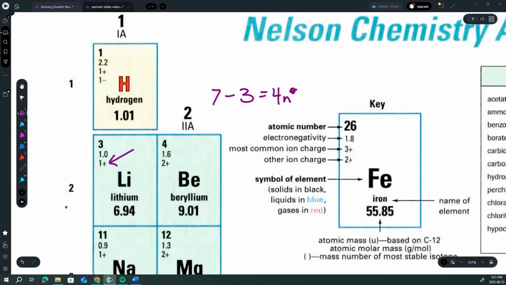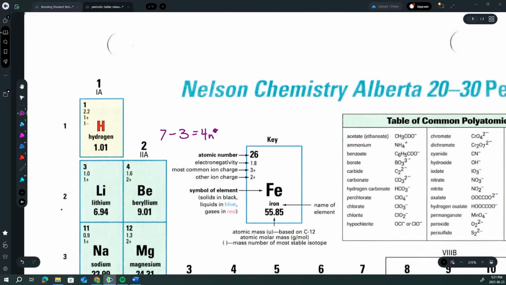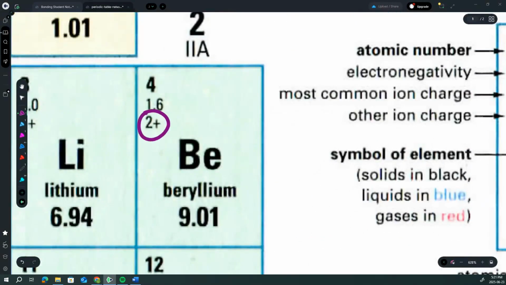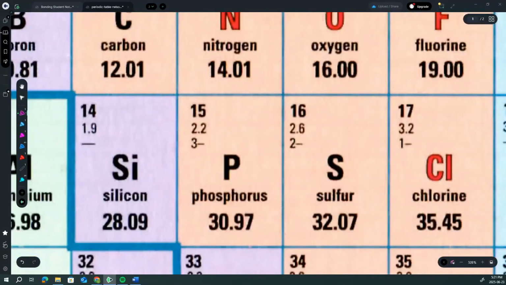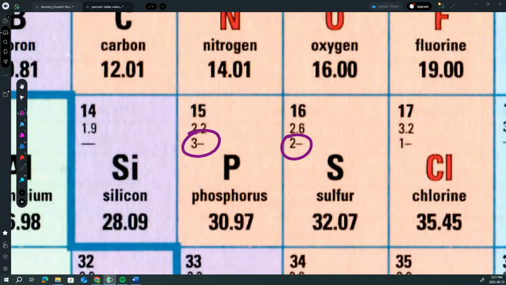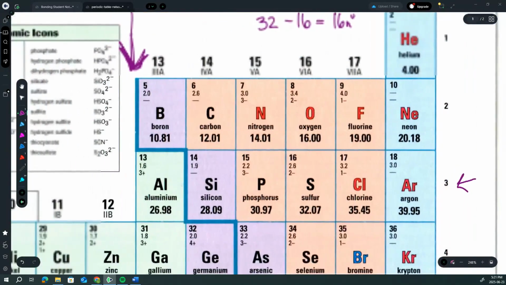So lithium, there's that 1+. Okay, with hydrogen, it shows you that hydrogen can either form a 1+ ion or a 1- ion. So either a cation or an anion. Beryllium likes to form an ion with a charge of 2+. If we go over to the nonmetals, if we look at sulfur, it says right here, sulfur likes to form an ion with a 2- charge. Phosphorus likes to form an ion with a 3- charge, and so on and so forth.